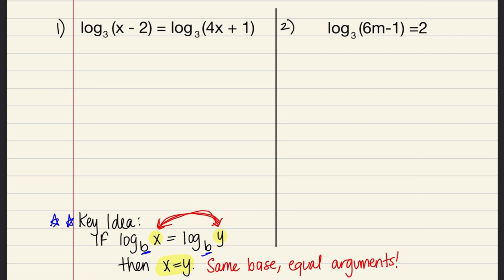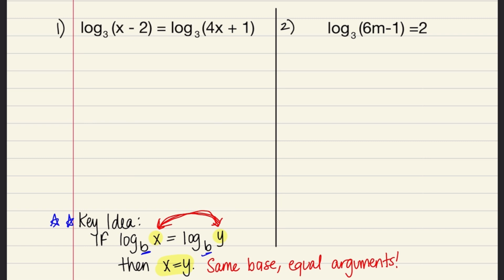Beginning with number one, it brings us to the key idea that we talked about in class, this property of equality of logarithmic equations. The key idea is written down here at the bottom. It goes as such: if log base b of x equals log base b of y, then x and y must be equal to each other.